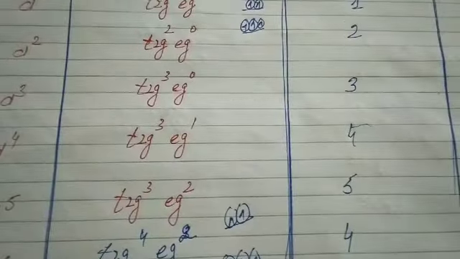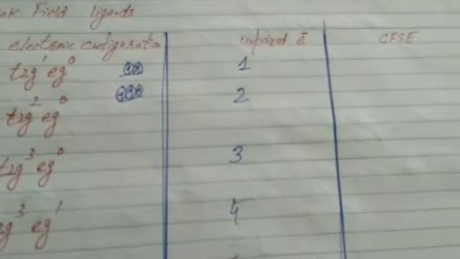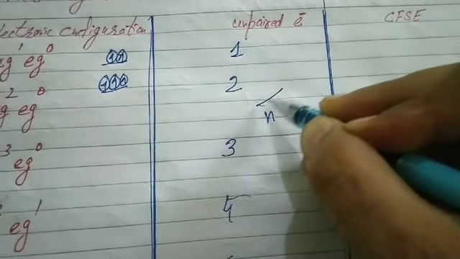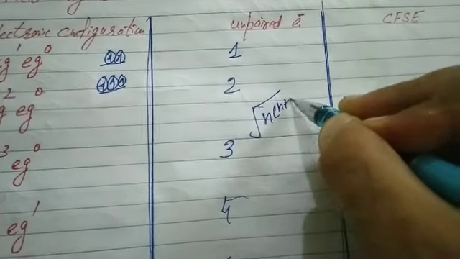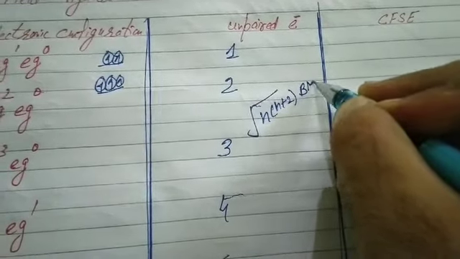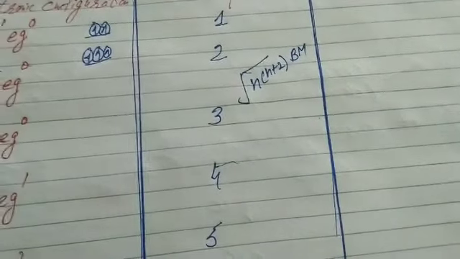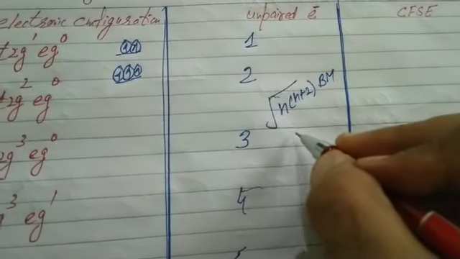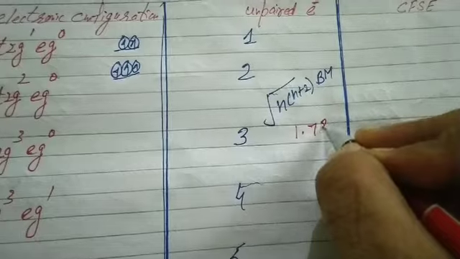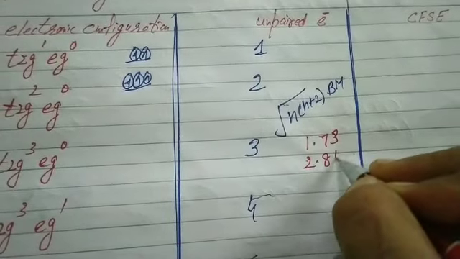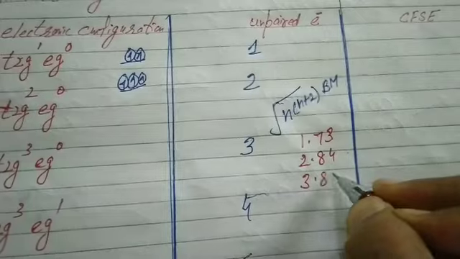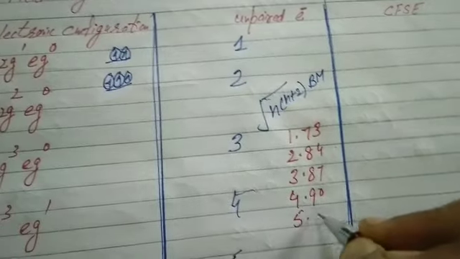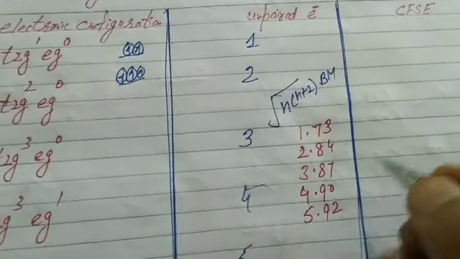Now students, when you find unpaired electrons, how to detect magnetic moment? We know we find magnetic moment by using the formula root n(n+2) Bohr magneton. We use this formula, but already I told you one short trick how to detect magnetic moment. Students, if in the complex unpaired electron is 1, 1.73; 2, 2.84; 3, 3.87; 4, 4.90; and 5, 5.92. Students, complex will be mentioned.